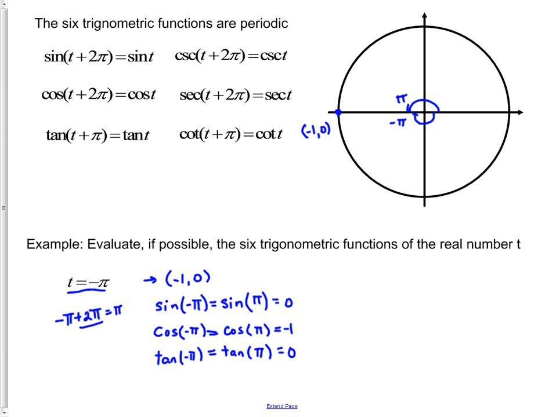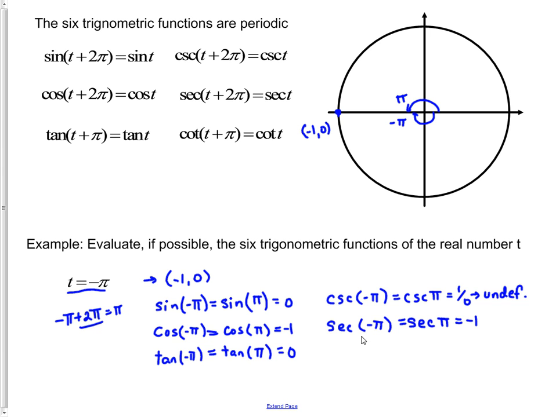And the tangent of negative pi is equal to the tangent of pi. Remember, sine divided by cosine gives us tangent, and that's equal to 0. Well, 0 over negative 1, that's 0. Likewise, if we take the cosecant of negative pi, it's the same thing as the cosecant of positive pi, which is 1 over 0, making it an undefined value at pi, or negative pi.